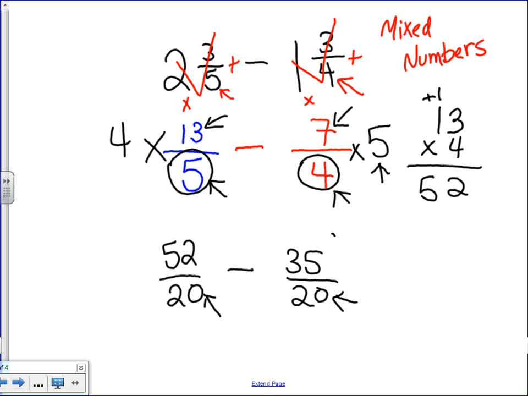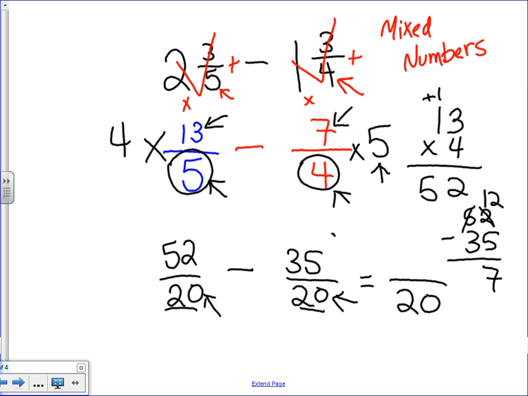Now if you're subtracting, it should be pretty easy. Our denominator will stay the same, which will be what, class? We're looking at these two numbers, 20. And now 52 minus 35. If you need to write it out, this is what you do. 52 minus 35: 12 minus 5 is 7. Take one away, you have 17. Your answer, 17 over 20.